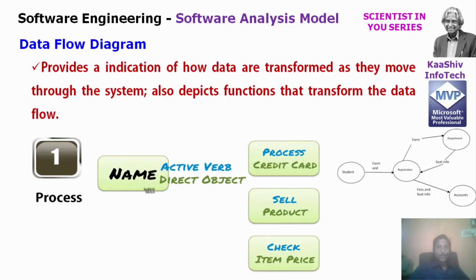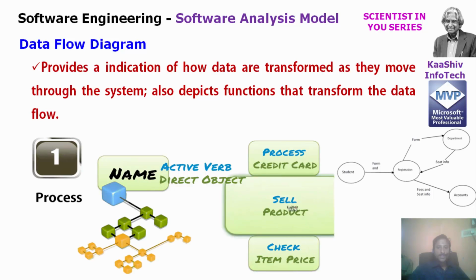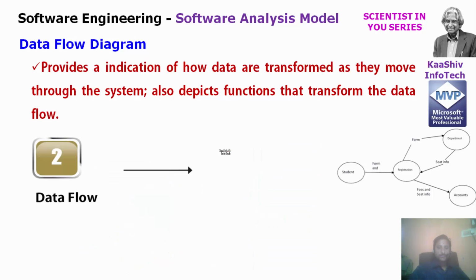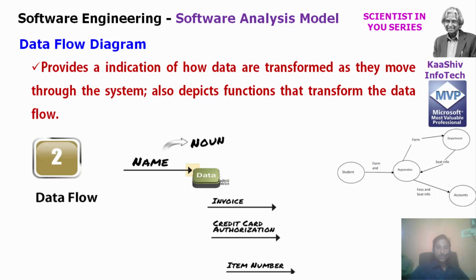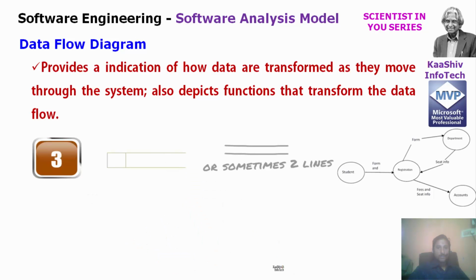This is how you are able to see the process: selling the product, checking the item price. This is how a particular process will be activated. The second step I mentioned is your data flow, how the data is going to move from one thing to another: creating an invoice, the credit card authorization, the item numbers.